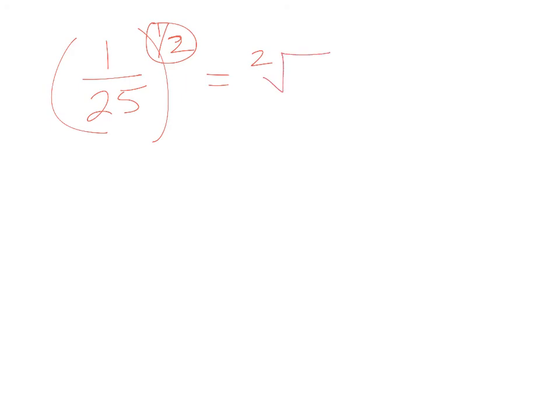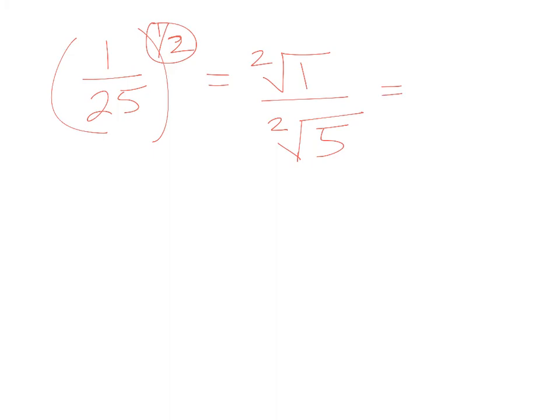Let's do a couple extra examples to finish off the lesson. Say you had something like this, and you're raising it to the half power. How would you simplify this? Essentially, I'm taking the second root, or the square root, of both the numerator and the denominator.